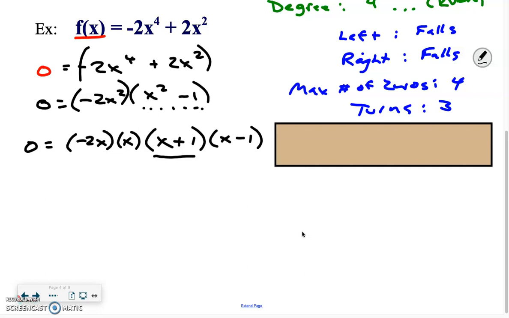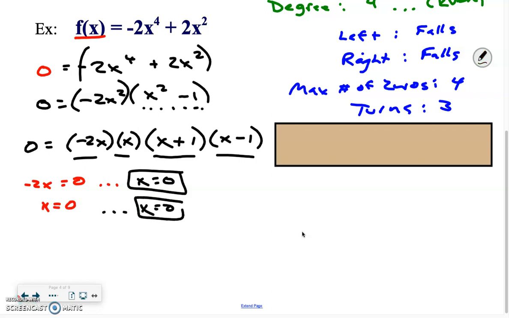So once we have these factors, I'm going to set each of these equal to 0, correct? So negative 2x equals 0. Solving that out, we get that x is equal to 0. One down. Next up, set the x equal to 0. There really isn't anything to solve. We've got it, x equals 0. Okay, x plus 1, my factor, set that equal to 0. What does x equal here? Negative 1. Finally, x minus 1 is equal to 0. Set that up, x equals positive 1.